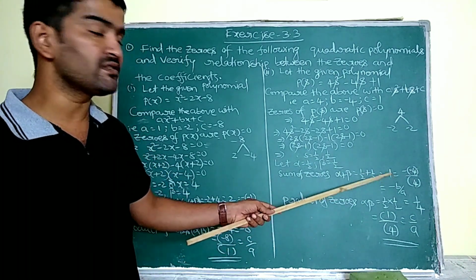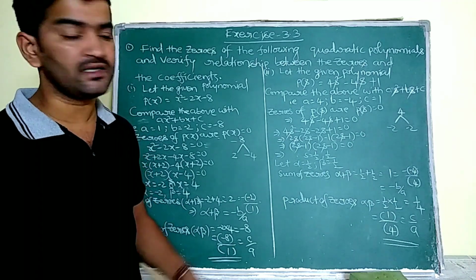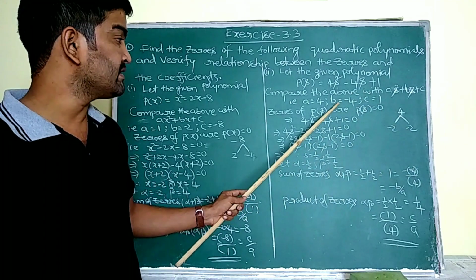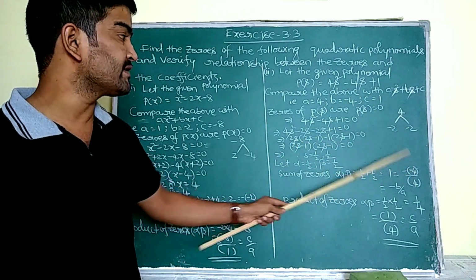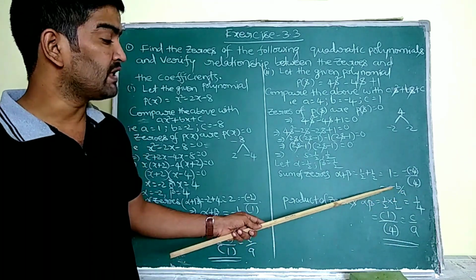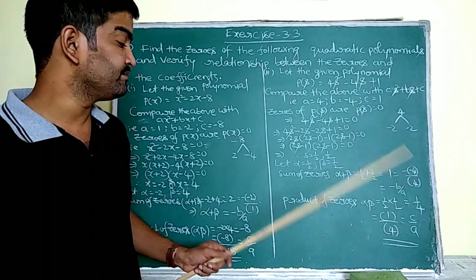So now I have to check whether this 1 is equal to minus b by a or not. Minus of empty bracket by empty bracket. b means minus 4. So minus of minus 4 by a, that is 4 by 4, means 1. So it is equivalent to 1 only, no? So that is why it is equivalent to minus b by a.